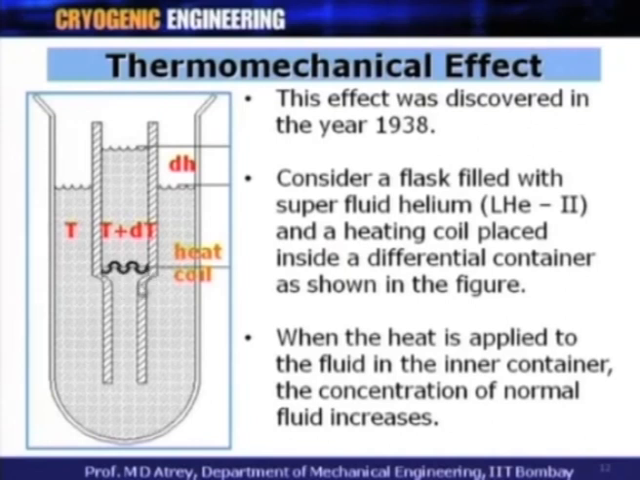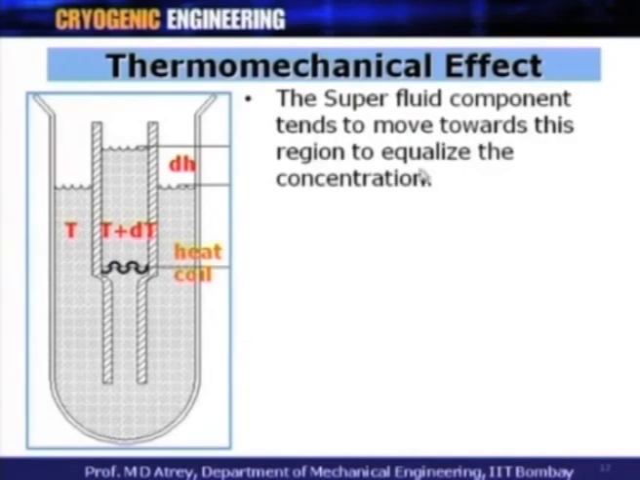Now, what we do is we apply some heat at this point. As soon as we apply some heat, the temperature here will rise, and whatever superfluid was there will go into normal condition, because the temperature has increased over there. So, when heat is applied to the fluid in the inner container, the concentration of the normal fluid will increase here, because you will have a phase transformation again, and superfluid concentration will decrease. The superfluid component tends to move towards this region.